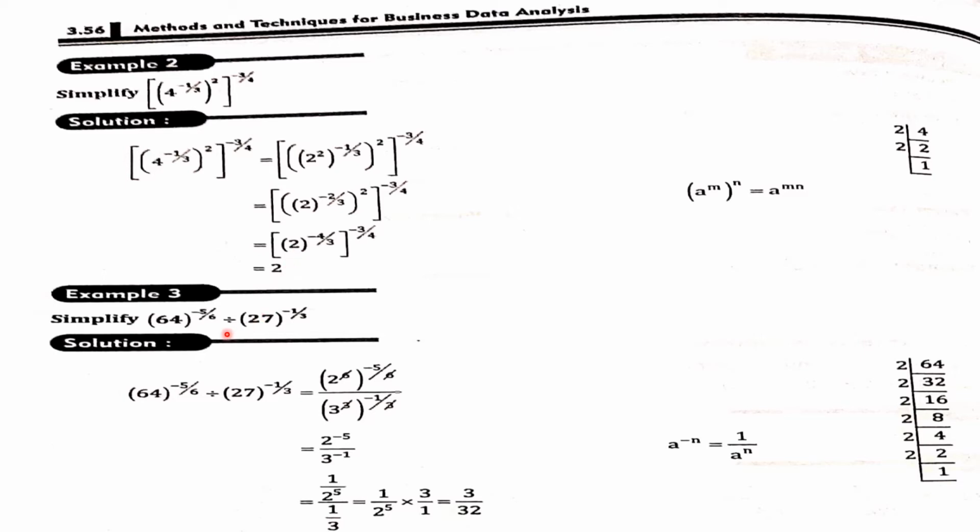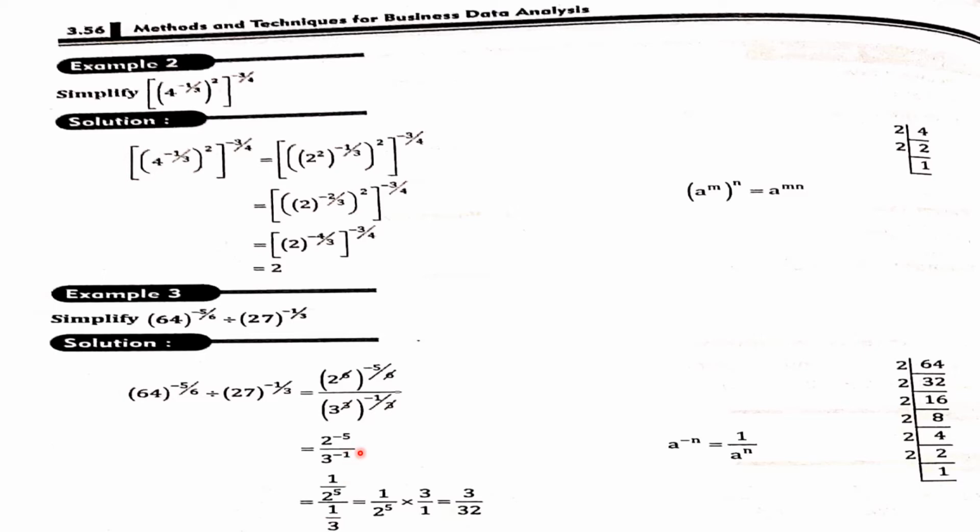Next problem. 64 to the power minus 5 by 6 divided by 27 to the power minus 1 by 3. So division. 64 can be written in the form 2 to the power of 6, to the power minus 5 by 6. 27 can be written as 3 to the power of 3, to the power of minus 1 by 3. So here 6 and 6 are common, so eliminate that. 3 and 3 are common. Eliminate. So you are remaining with 2 to the power of minus 5 and 3 to the power of minus 1.